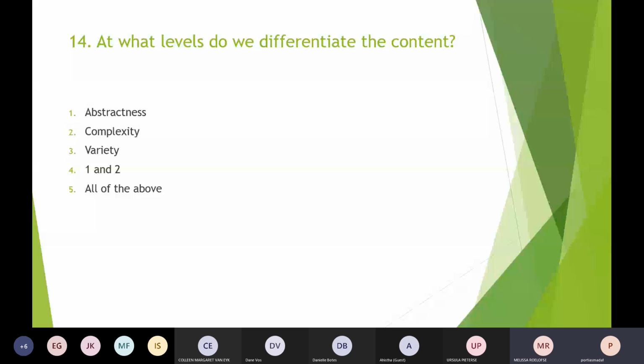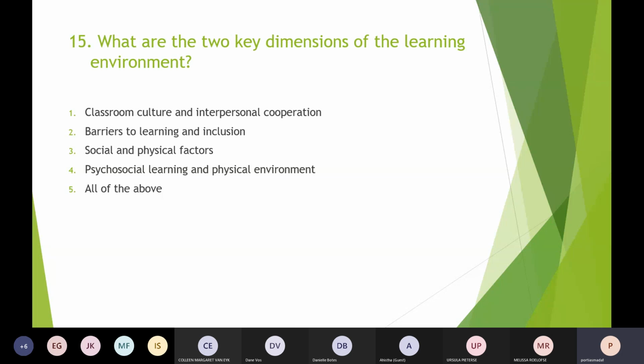All right. So it's all of the above. So if we look at abstractness, Colleen explained, is it Colleen? Yes, abstractness depends on the learner's level of functioning. Thank you. Complexity, curriculum aspects can be complex, difficult to understand for some learners, and variety, inclusion requires us to expand the curriculum to cater for all of the learners' levels. That's correct. Thank you for that. So that one is all of the above. Let's move on to number 15.